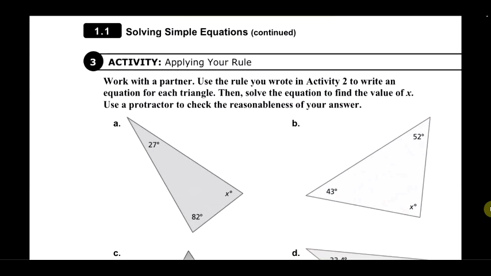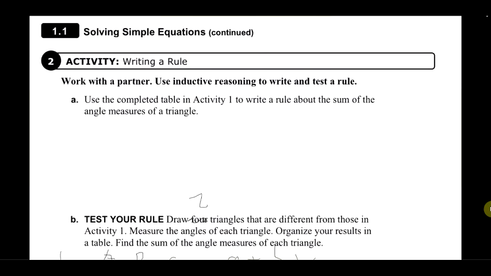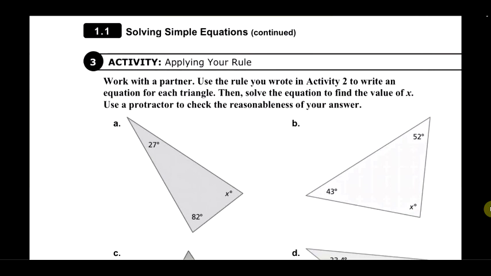For our final activity, we're going to use the rule that we wrote in activity 2, remember, about the sum of the angle measures, and we're back. Then we can use that to solve equations to find the value of x. In fact, this is pretty easy because you've been doing this in Prodigy already. So we can ask ourselves, if we know two of the angles, that this is 27 degrees and 82 degrees, and we know that there's a total of 180 degrees, how would we find this last little x?